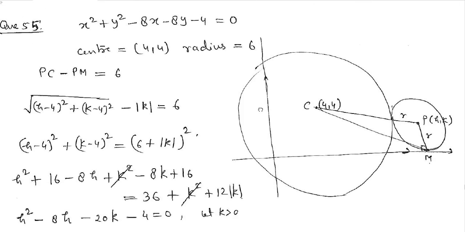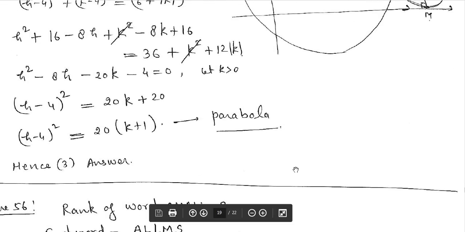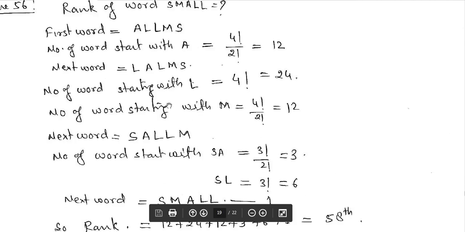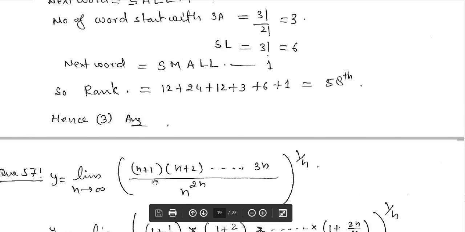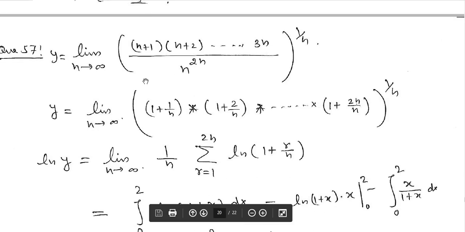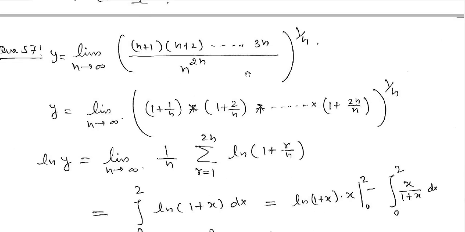In question number 55, you can easily get this to be a parabola. You can get this. Question 56 is an easy one, you can go through this. And in 57, what I did, we just split it into 2n parts and divide each individually, and just take ln on both sides.